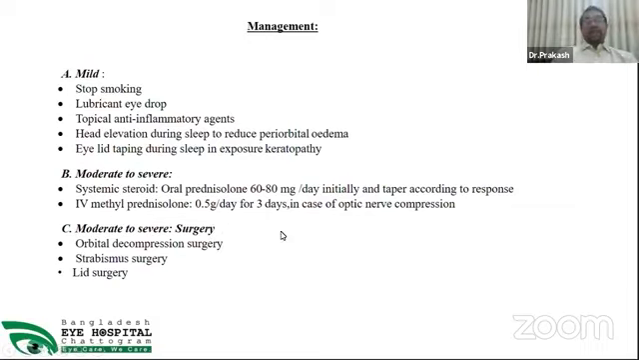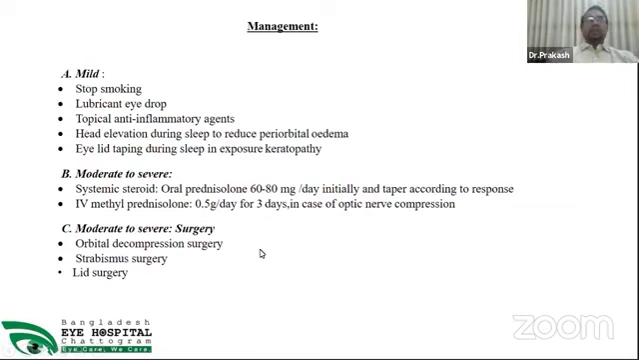If you see, there are indications. The most important is the proptosis that causes exposure keratopathy, or that causes optic nerve compression. How can we appreciate that the optic nerve is compressed? If we look at the pupil, if we consider the color vision and contrast sensitivity, visual acuity, all these things are the parameters of optic nerve compression. So if any of these parameters are affected, then you think the optic nerve is compressed. So in that case, there is an indication of orbital decompression surgery.